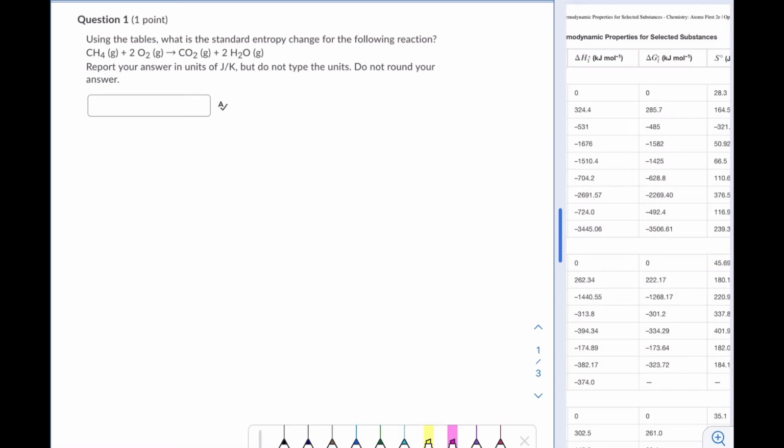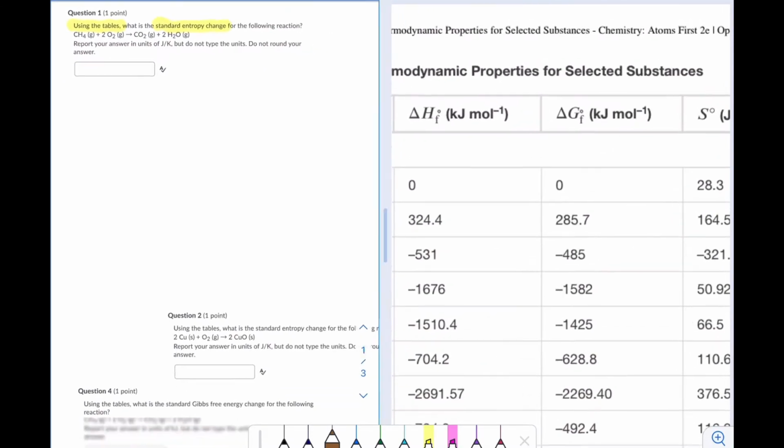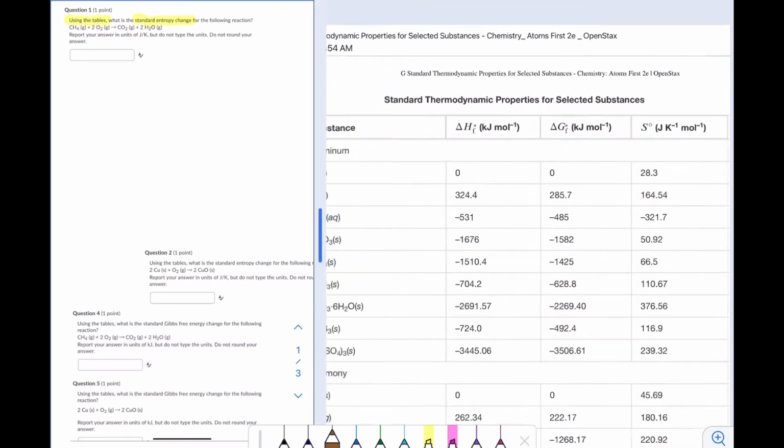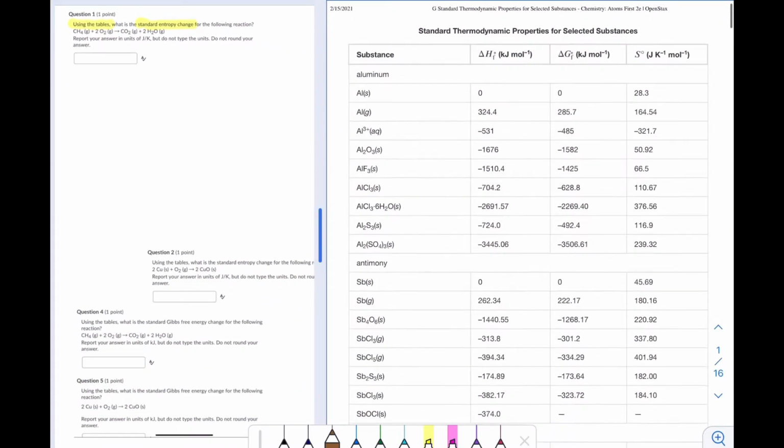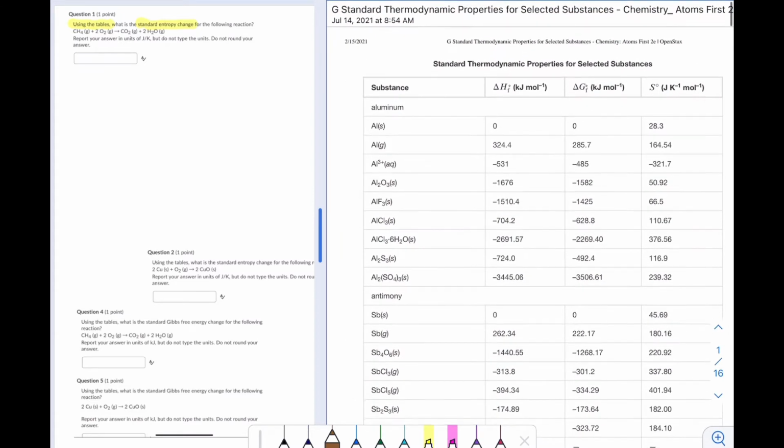All right, here's a question where we're looking at calculating the standard entropy change. For the following reaction, notice your instructions are using the tables. So what does that mean? In this module, we have linked to our textbook a table of standard thermodynamic properties for selected substances. This is in our current textbook, called Appendix G.